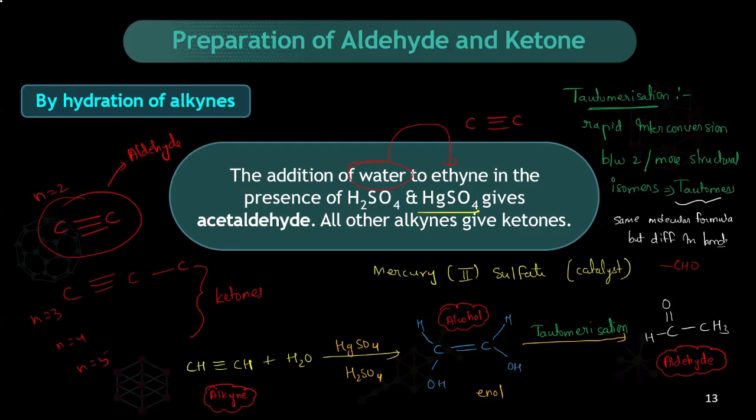So the addition of water to ethyne in the presence of sulfuric acid and HgSO4 gives acetaldehyde only if n is equal to 2. That means only 2 carbons will give the acetaldehyde. But if you take 3 carbons, 4 carbons, 5 carbons, all of them will give ketones. Just know, all the other alkynes will give ketones, but only the 2-carbon alkyne will give the aldehyde.